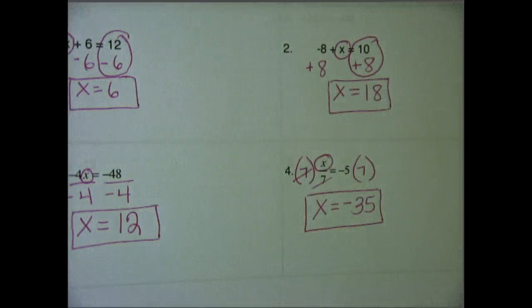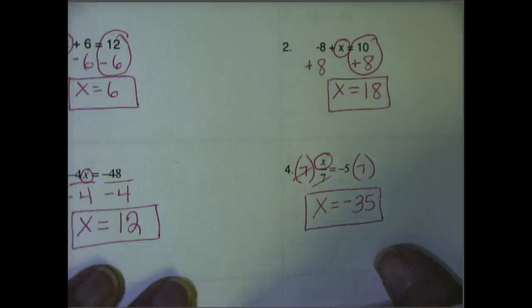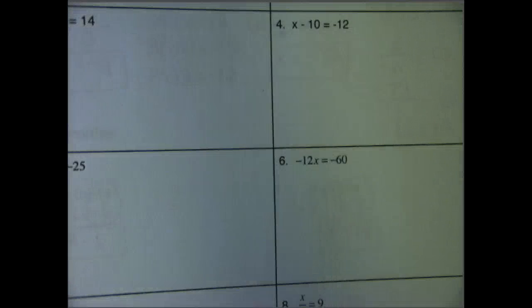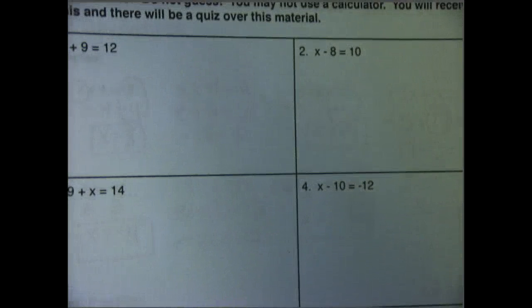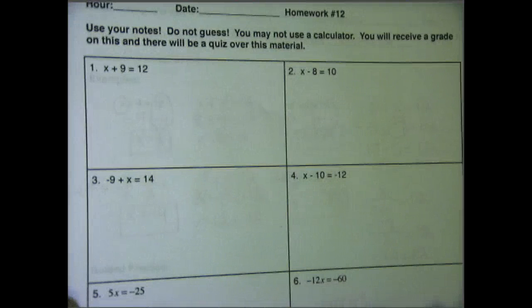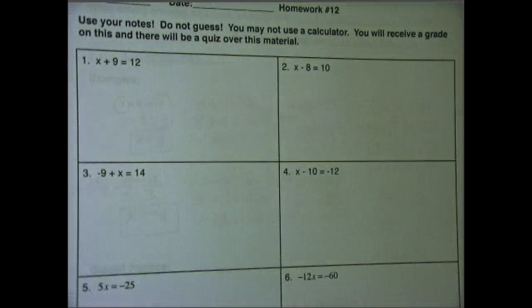Once you are confident that you are able to solve simple one-step equations, and it is very important that you are confident in it because we're getting ready to start more complicated equations in pre-algebra, and Algebra 1 students, you are already doing more complicated equations. So once you feel confident, you may turn to the homework number 12, and you can go ahead and start working the equations. Use your notes. Do not guess. Do not use a calculator. Again, you're going to be graded and there will be a quiz over this material. So make sure that you take your time, use your notes, and solve all 8 equations.